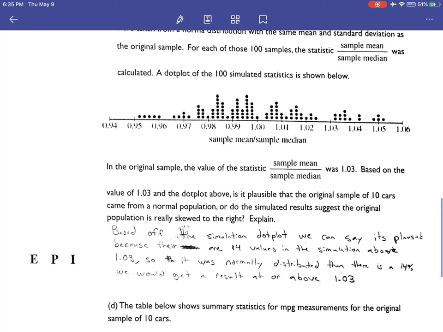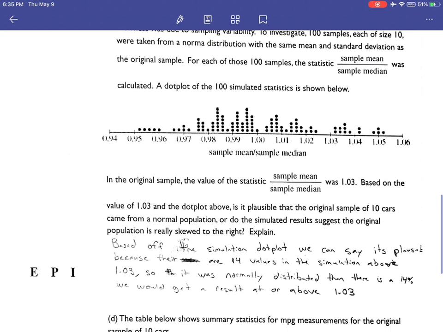So if we had our sample of 1.03, there are 14 values above that. So essentially, if it was really symmetric, normally distributed, and our center was at 1.0, then there's a 14% chance that we would get a value of 1.03 or above in our sample, okay?